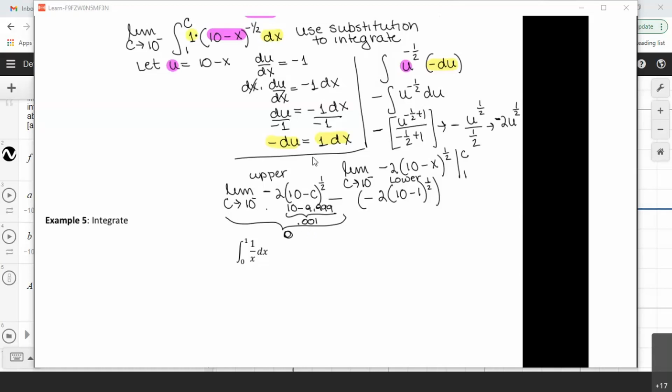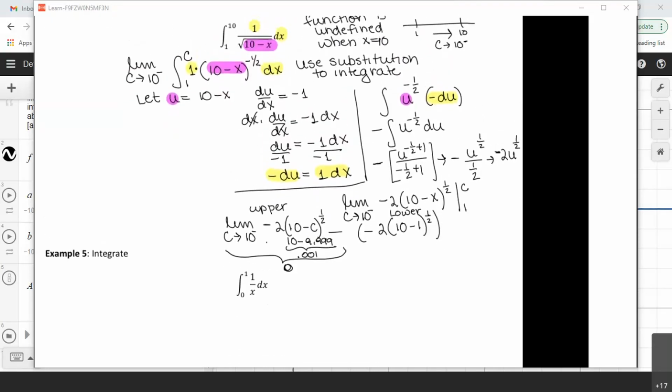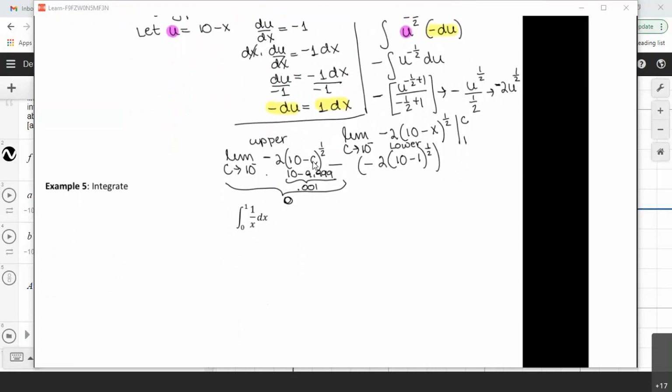All right, does everybody understand evaluating this expression as C is getting close to 10, but from the left-hand side? Okay, so from the values that are less than 10. The difference between 9.99999 and 10 is becoming infinitesimally small. It's approaching 0. So that whole expression is 0.